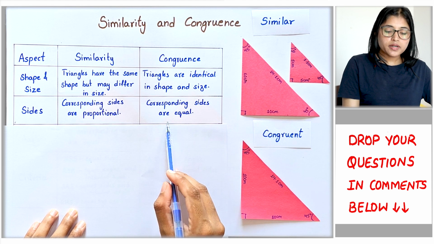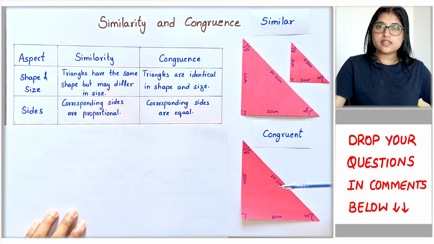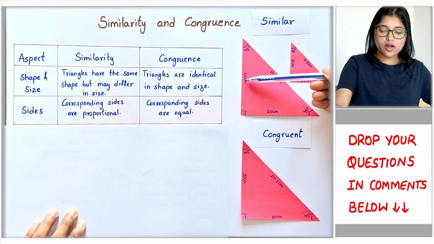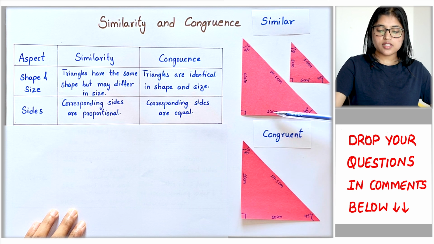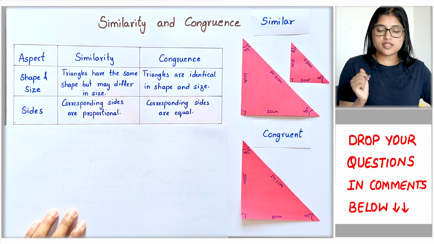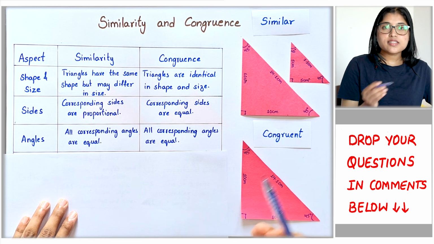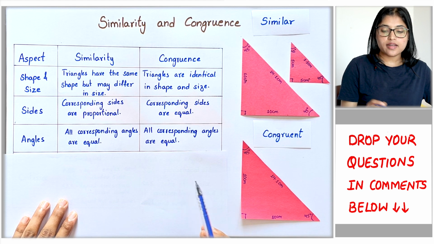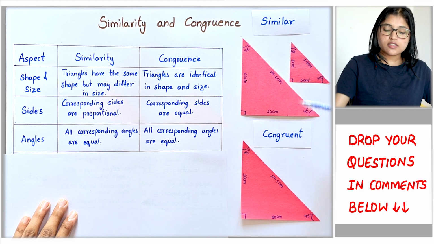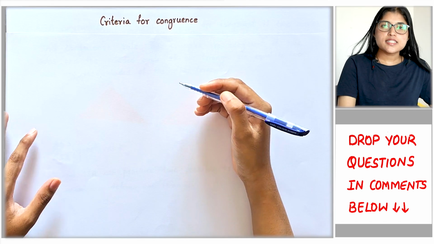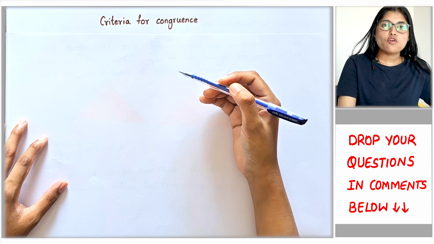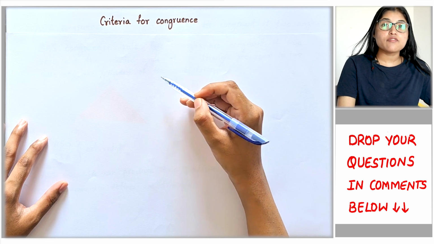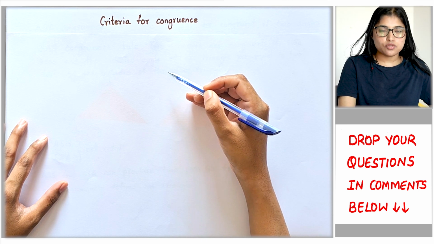However, in congruent triangles, corresponding sides are equal. Let's look at side 1, 10 centimeters, 10 centimeters. Side 2, same. Side 3, they have same size. That is, they have the same length for their sides. So these two are congruent. Angles. In both similar as well as congruent triangles, all corresponding angles should be equal. Let's take a look at some criteria for congruence of triangles discussed in 7.3 in the NCERT textbook.